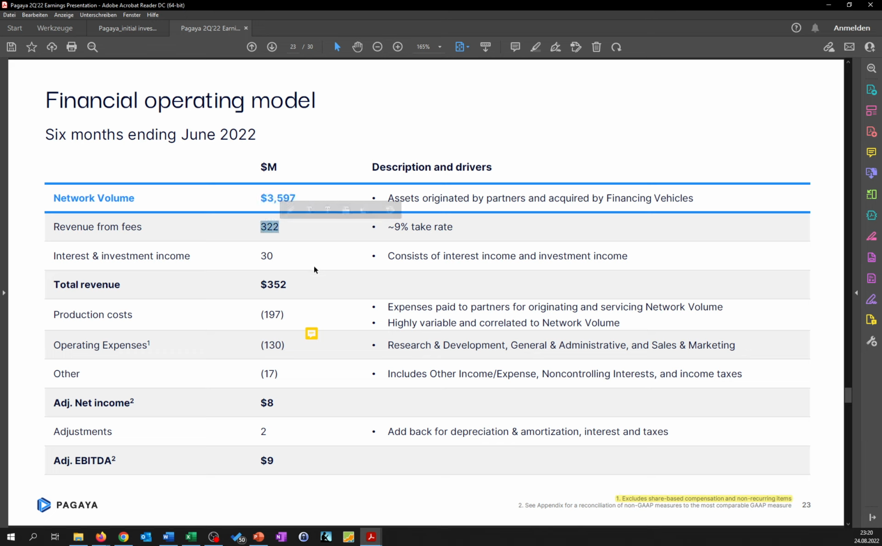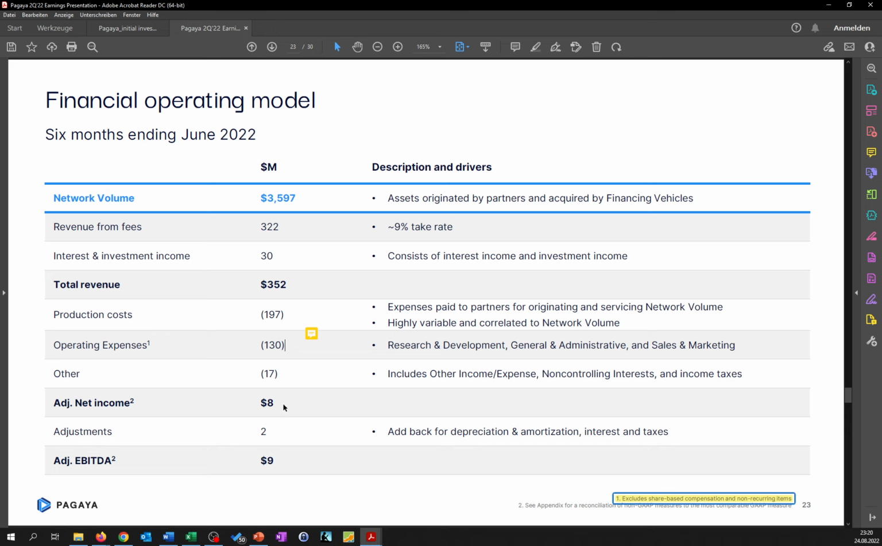They had revenue from fees of around 322 million, which is around a 9% take rate. They also had 30 million of interest and investment income, which then leads to 352 total revenue. On the cost side, they had a production cost of around 200 million and operating expenses of 130 million. The exclusion is the share-based compensation, which unfortunately has been quite a lot, but I will be coming back to this later on.